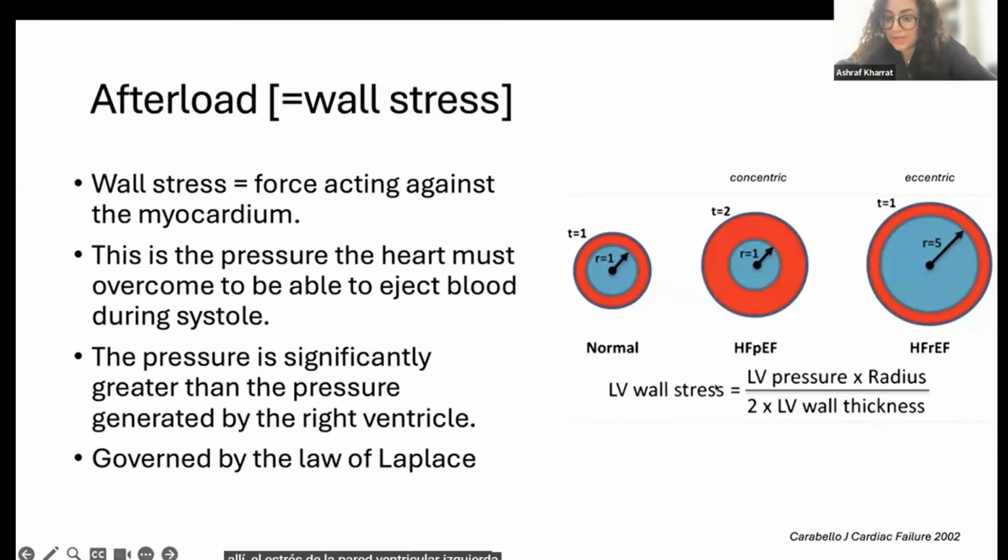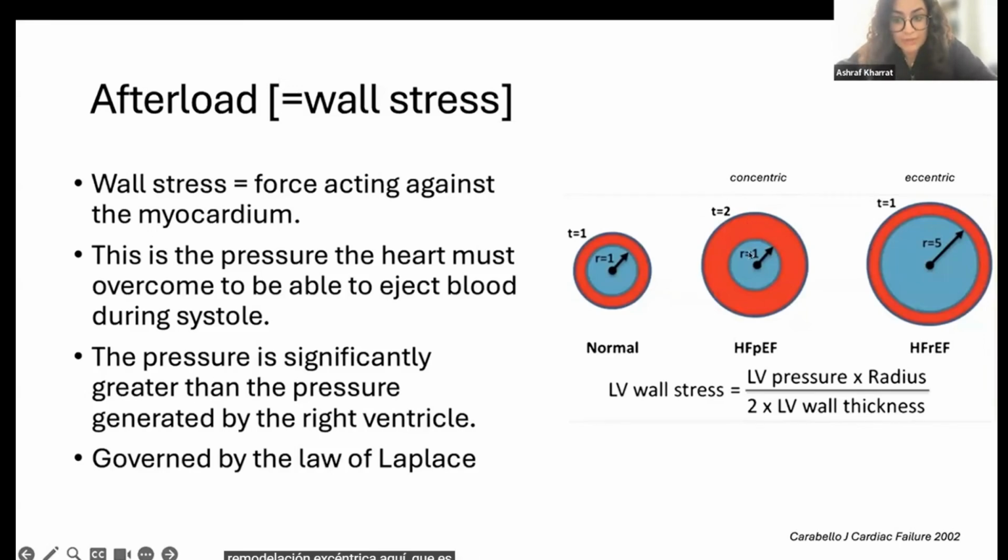Left ventricular wall stress is a reflection of left ventricular pressure and radius, and inversely proportional to the left ventricular wall thickness. So let's say we have a normal heart, which for simplicity's sake has a radius unit of 1 and a thickness unit of 1. And we see two remodeled hearts. So these are adult terminology, although we have similar physiologies, of heart failure with preserved ejection fraction, heart failure with reduced ejection fraction. But we see concentric remodeling here, which is left ventricular hypertrophy. And we see eccentric remodeling here, which is left ventricular dilatation.